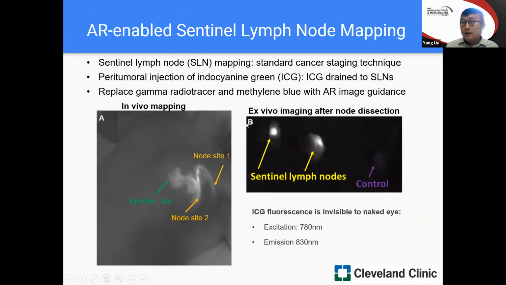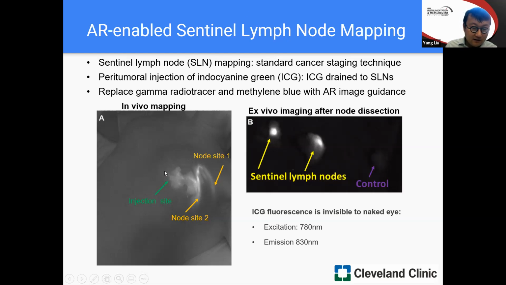So far we have talked about how we can use our system in a preclinical setting and how we can characterize it. Now it's time for in-human imaging and clinical translation. With our collaborators at Cleveland Clinic and other hospitals, we're able to apply our technology to a variety of applications. Here's one application. It's called sentinel lymph node mapping. This is the gold standard for cancer staging for many cancer types, including breast cancer and melanoma.